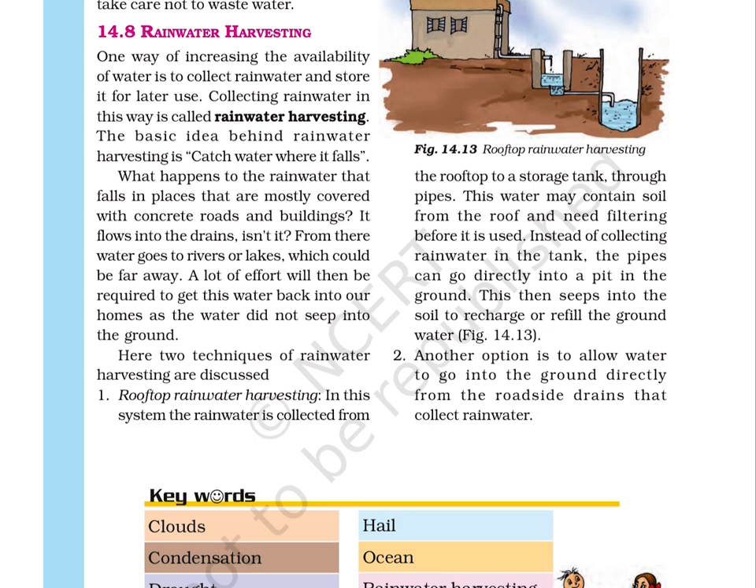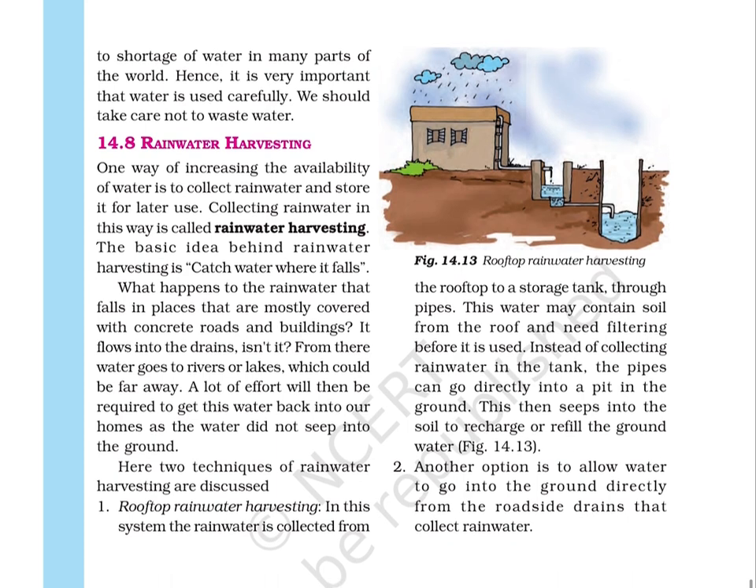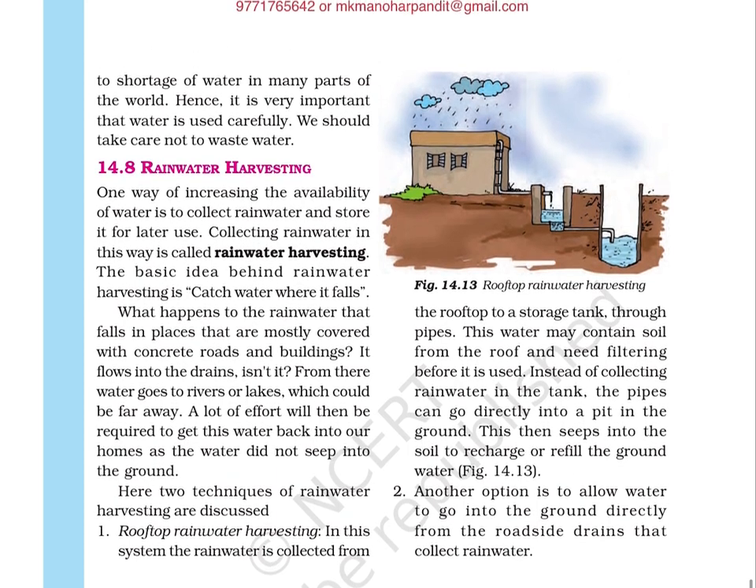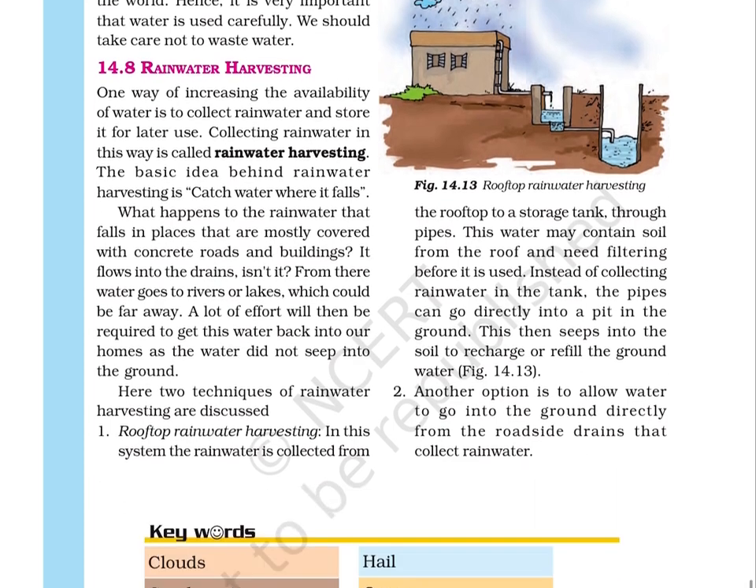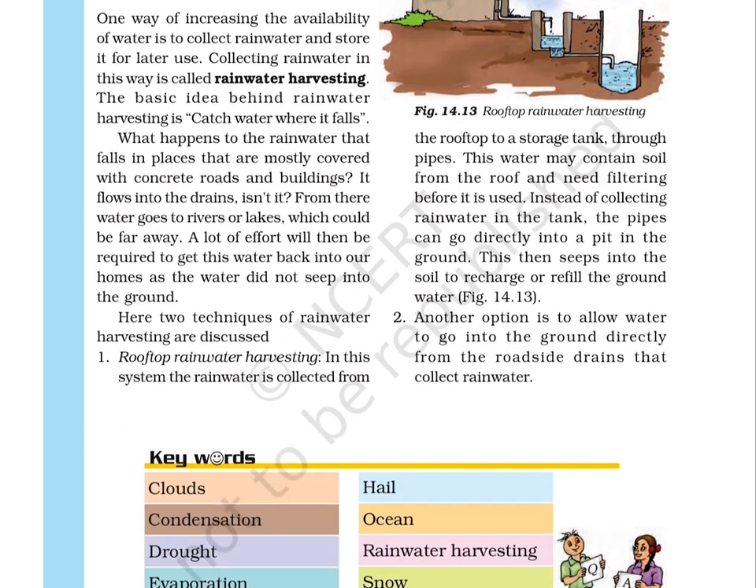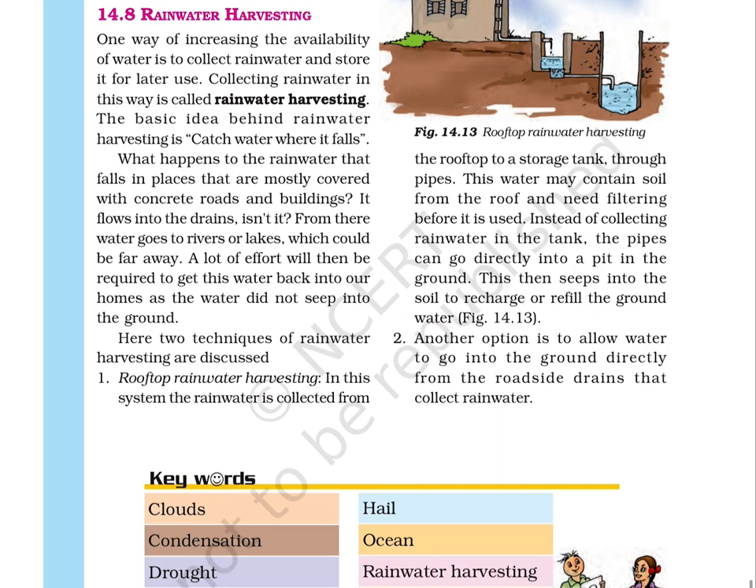1. Rooftop rainwater harvesting. In this system, the rainwater is collected from the rooftop to a storage tank through pipes. This water may contain soil from the roof and need filtering before it is used. Instead of collecting rainwater in the tank, the pipes can go directly into a pit in the ground. This then seeps into the soil to recharge or refill the groundwater.